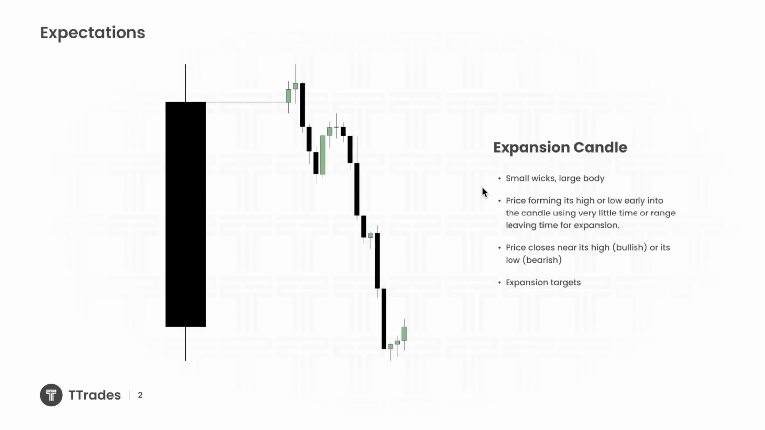So here are the notes on an expansion candle. We have small wicks and a large body, price generally forming its high or low early into the candle, and this leaves enough time for it to expand, and price closing near its high or its low. And for targeting, I'm going to be looking for expansion targets, liquidity points, or this average candle's range.